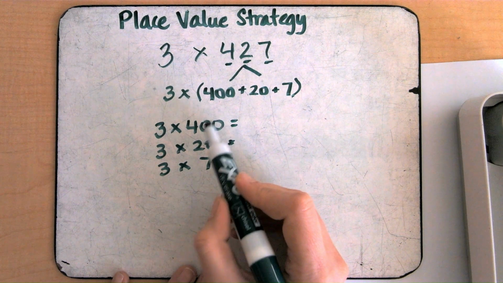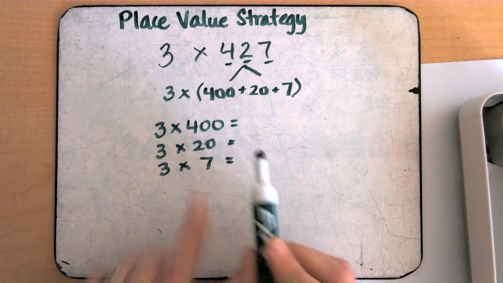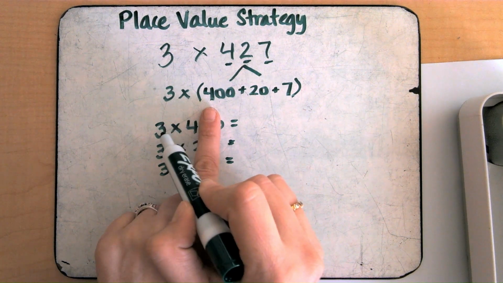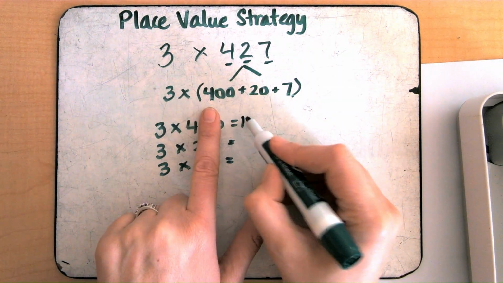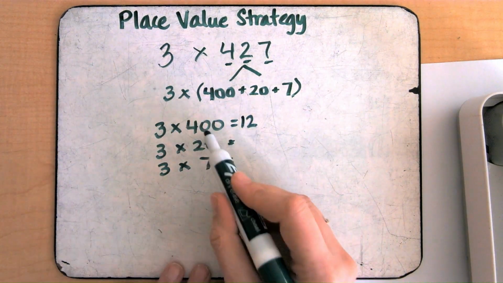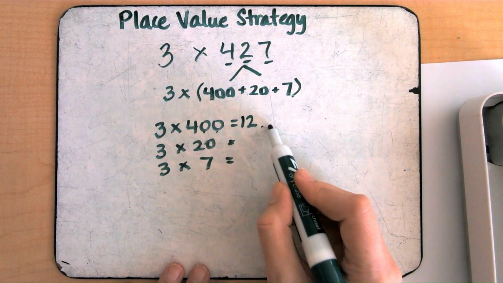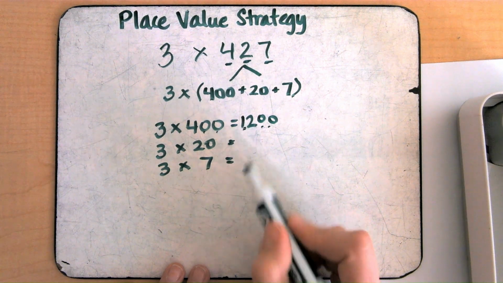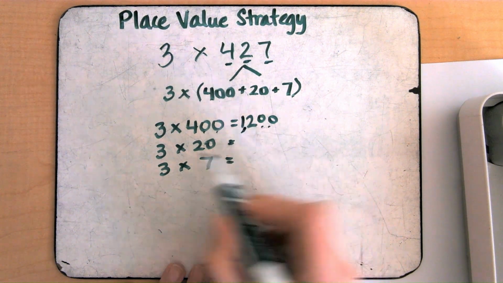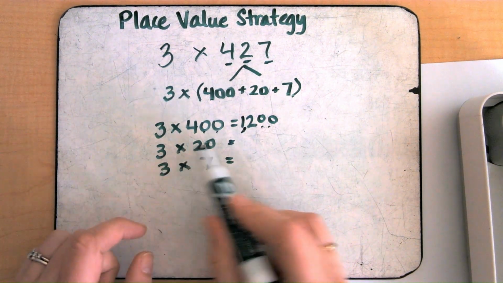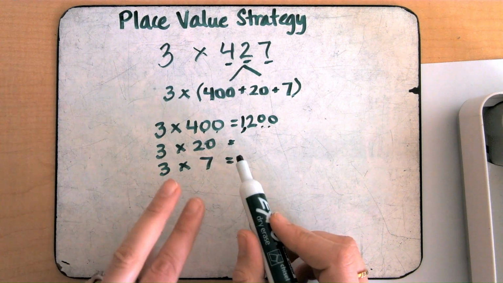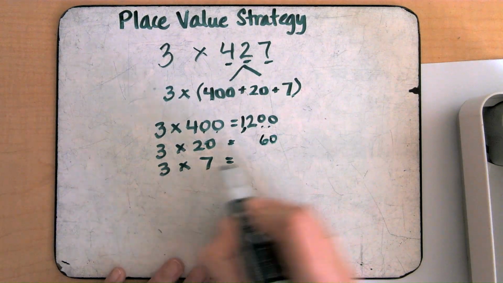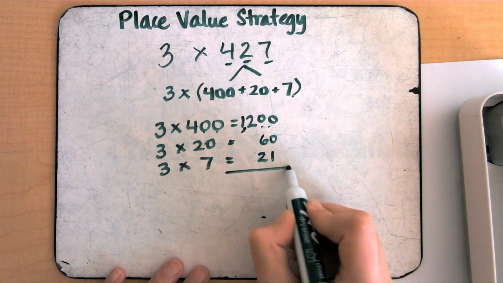When we do this, we are going to cover up these two zeros for 3 times 400, multiply 3 times 4, get 12, and then we're going to take these zeros and we're going to replace them right back on the end where they came from, and we're going to get 1,200. Same thing for 3 times 20, we can just count up 20, 40, 60. And then for 3 times 7, we're going to get 21.